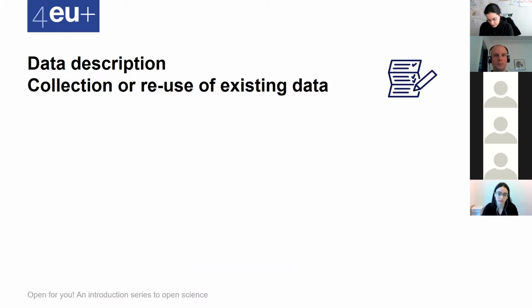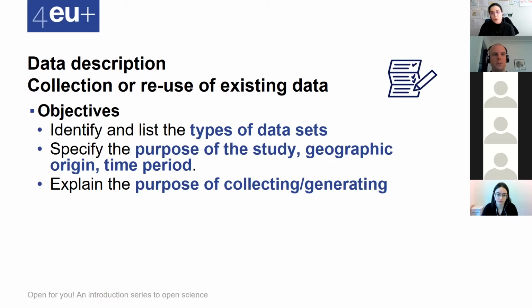So for the first part, in the data description section, you will explain what data you collect or reuse. The objectives are to identify and list the types of data sets that will be collected or generated in the project, to specify the purpose of the studies, the geographic origin of your data, and the time period. And then you need to explain the purpose of collecting these different types of data.